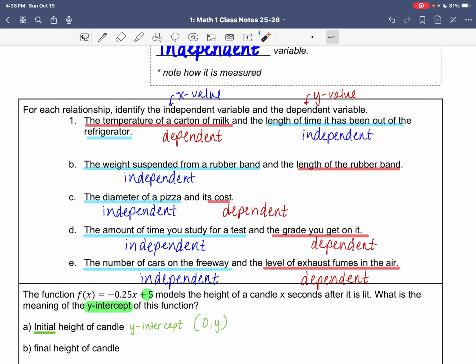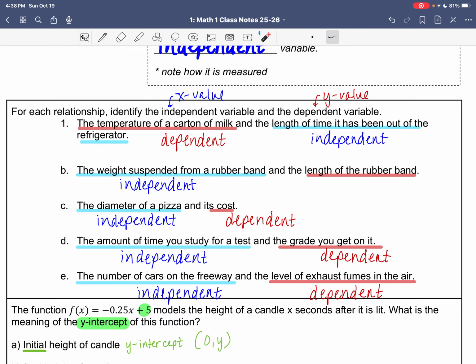All right, so next up, we're just going to look at some situations and determine if it's the independent or dependent variable. So remember, independent would be your x value, and the dependent would be your y value. So the temperature of a carton of milk and the length of time it's been out of the refrigerator. Well, as the time increases, doesn't that mean the temperature is also going to increase? So for these, this depends on that. So this is independent and this is dependent.